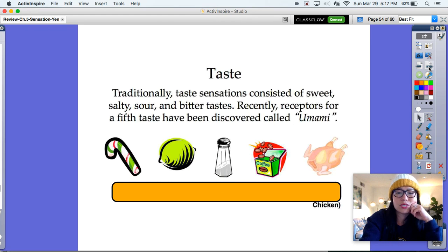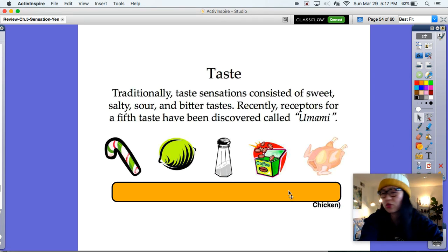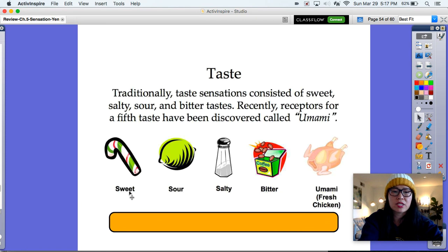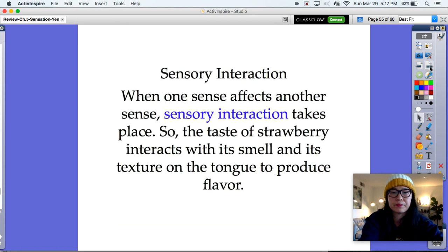Okay, now onto taste. We have different flavors. Can you name all of these? We have different taste receptors: sweet, sour, salty, bitter, and the new one is umami, which is fresh chicken or meat.